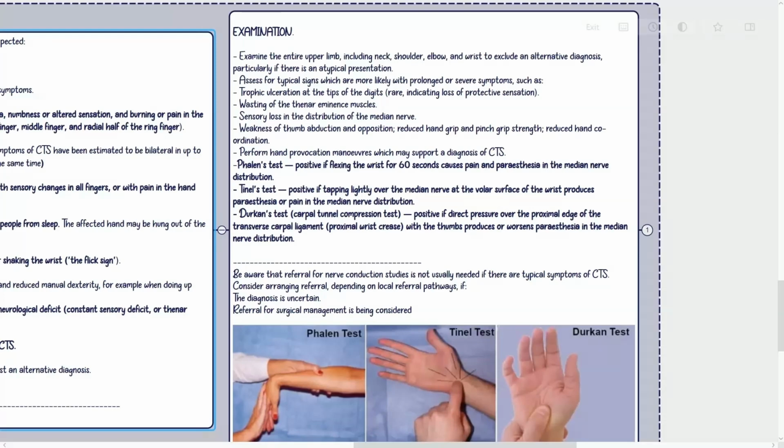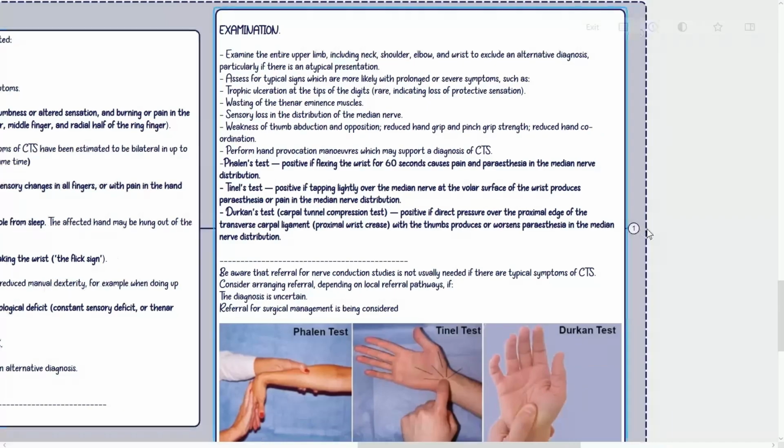Durkan's test, the carpal tunnel compression test: positive if direct pressure over the proximal edge of the transverse carpal ligament, at the proximal wrist crease, with the thumbs produces or worsens paresthesia in the median nerve distribution. Be aware that referral for nerve conduction studies is not usually needed if there are typical symptoms of carpal tunnel syndrome. Consider arranging referral, depending on local referral pathways, if the diagnosis is uncertain or referral for surgical management is being considered.